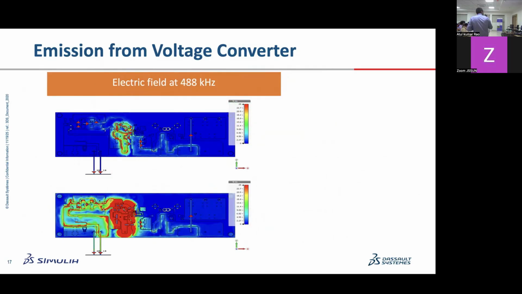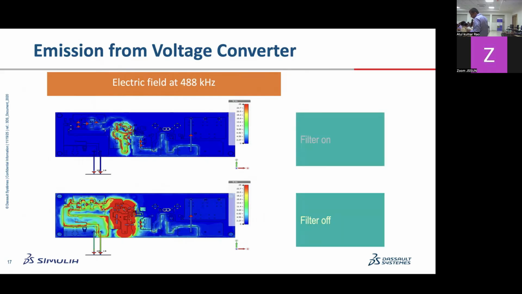And CST can give you results like this as well, where at the switching frequency of 488 kilohertz, you'll be clearly able to see the results with and without the filter being on. Now, these kinds of results are not possible with measurements. The measurements will tell you whether your system has passed optimally, but you will not be able to clearly see where the amount of current density is low.